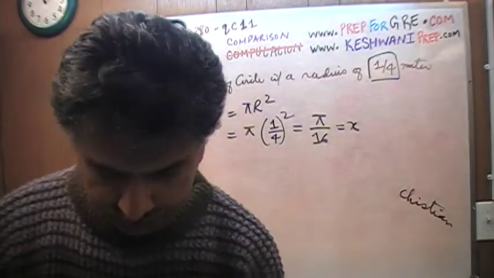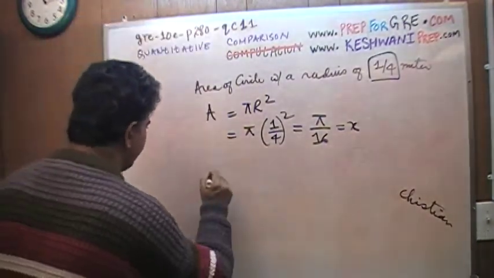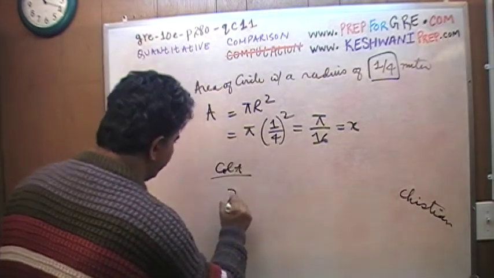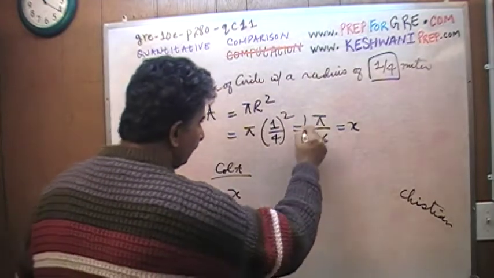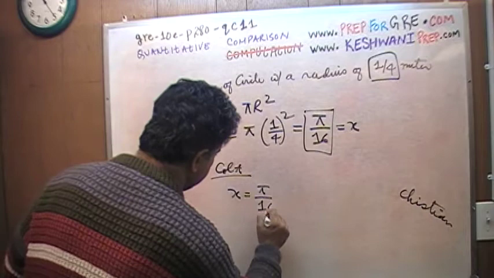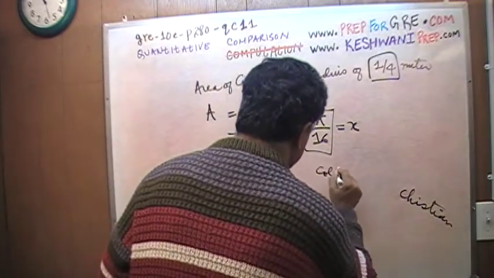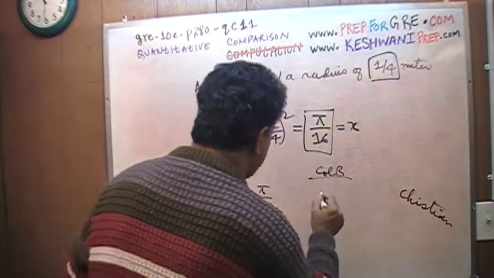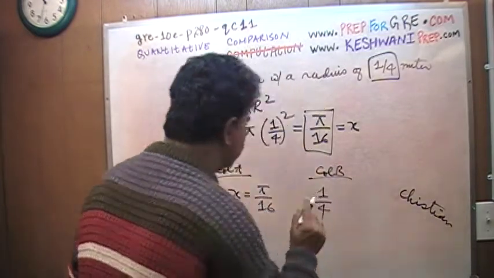So fine, this x. What is it that they want me to compare? They want me to compare in column A this x, which I now know is this quantity, versus column B. They give me 1/4. Well, let's take a look at them.